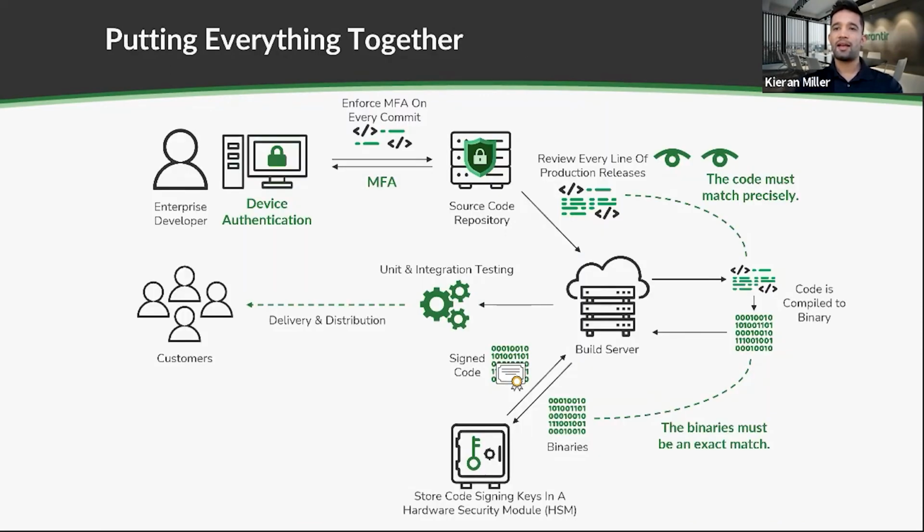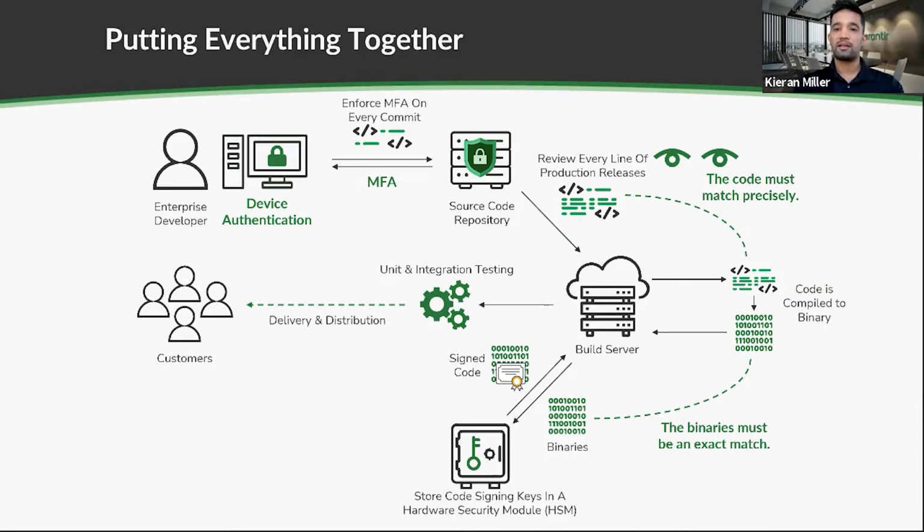So with that, you can put everything together. And this is a little bit of an eye chart here. But this is showing the CI/CD pipeline with everything baked into it, but still working. So the developer is committing code to the repository. When they do that, multi-factor authentication and device authentication is triggered. All the commits are code reviewed.